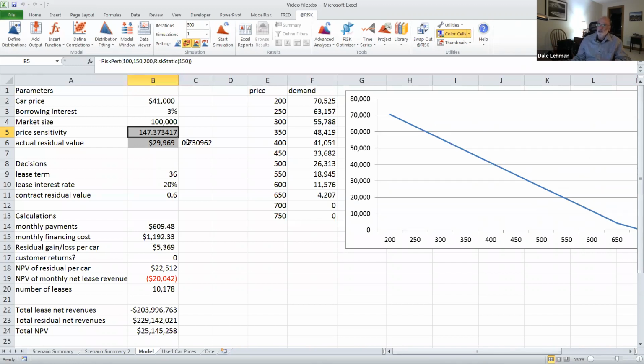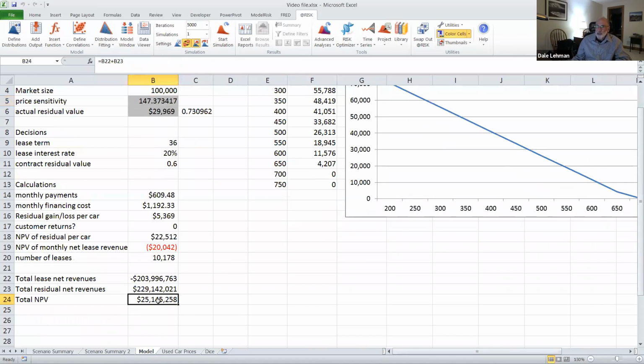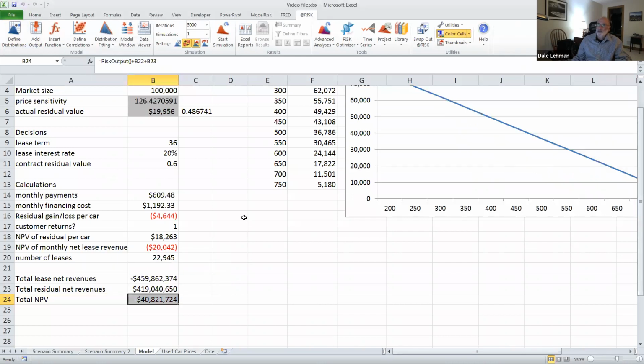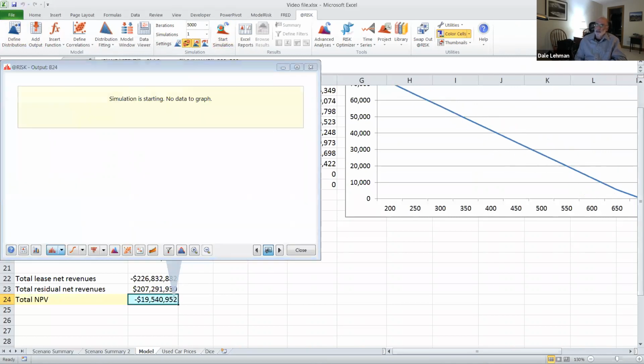And what you really want to do is a lot of times. So you don't want to be pressing that. What you want to do is say, let's run a lot of these random draws. We'll do 5,000 of them. And before I start it, what I want to focus on here as an output is my total net present value. And I'll start the simulation.